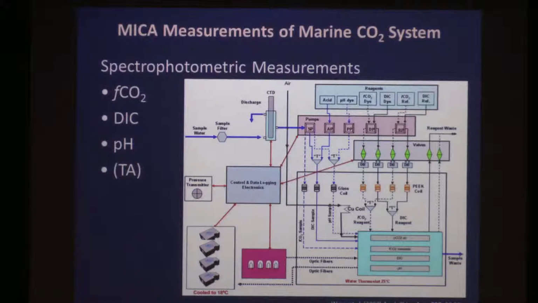So this shows what you can do if you put all of these systems together. This looks like a New York subway system, and there's a lot of plumbing and electronics here. You put all this together and get it all set up, you can bring water on board and let this do its work. And so you can make measurements of pH, CO2 fugacity, DIC, and total alkalinity, all simultaneously chugging along.